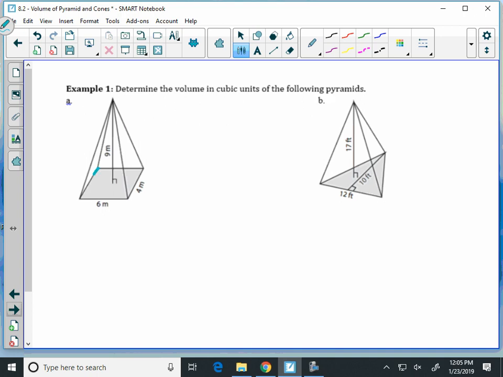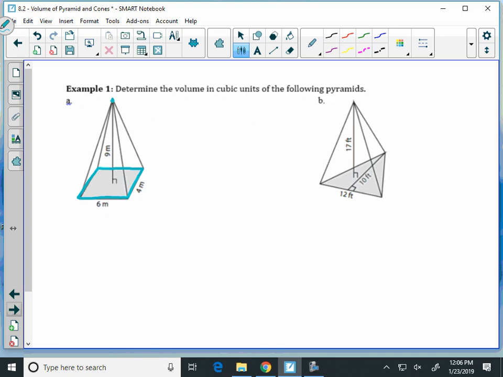Okay? So here's the base of this pyramid. And then all the sides come together to a point. Okay? So pyramids are very pointy. Okay? Prisms have 2 bases, so they're more rectangular looking. Okay?